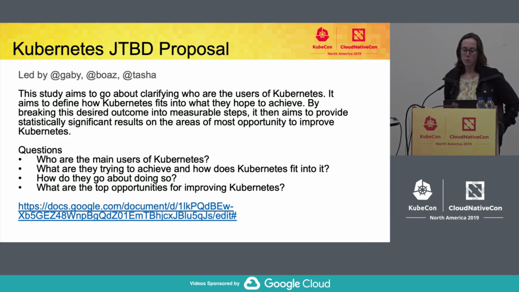So what we want to understand is how Kubernetes fits into what users hope to achieve and really understand their end goal. And so by breaking their desired outcome into measurable steps, we can then provide statistically significant results on the areas that have the most opportunity to be improved within the Kubernetes project. So the big questions that we want to kick off with are, who are the main users of Kubernetes? What are they trying to achieve? How does Kubernetes fit into it? How will they go about doing so? And then what are our top opportunities for improving the project? And then this proposal is also totally open for comment if anyone would like to check. And all these slides are also up on the event page in PDF, so you can just click on the links.